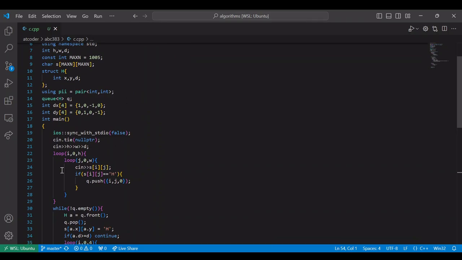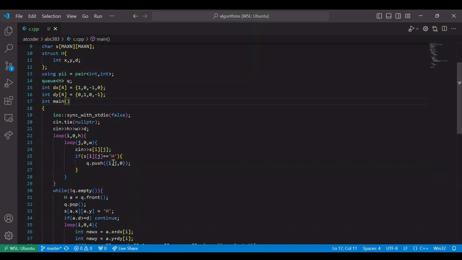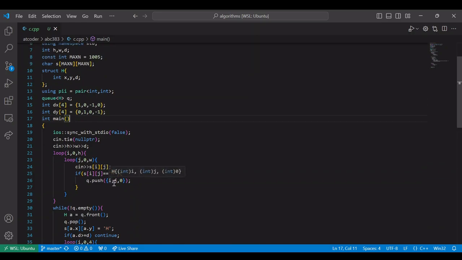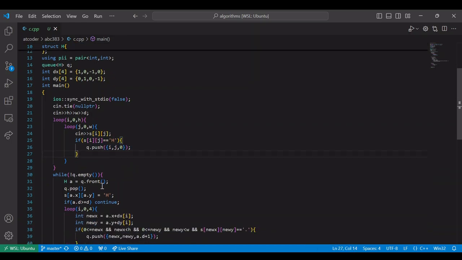So for this problem, we first input all the values, and for locations that are marked with H, we can push them into a queue so we can perform BFS afterwards. And we need to push the location, which is I, J, and the distance that the point has already traveled, and currently it is 0 because it is still on the location with H.